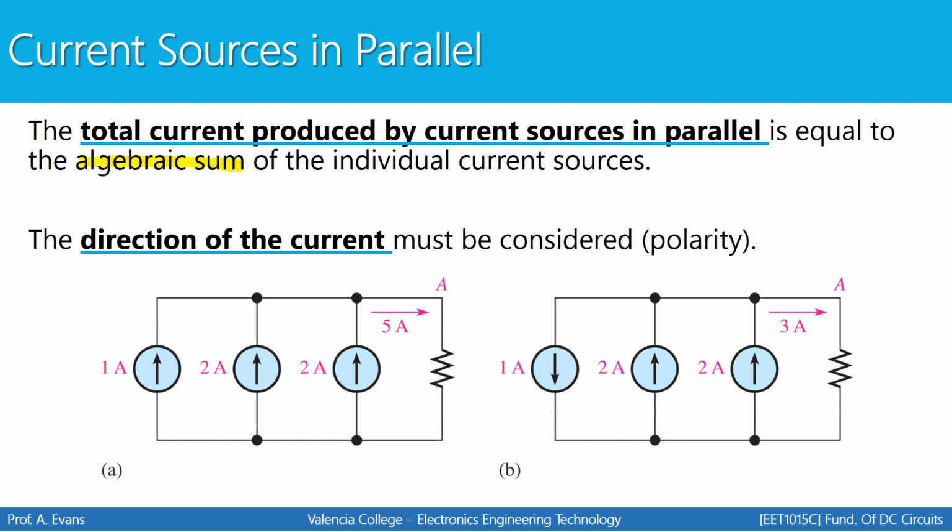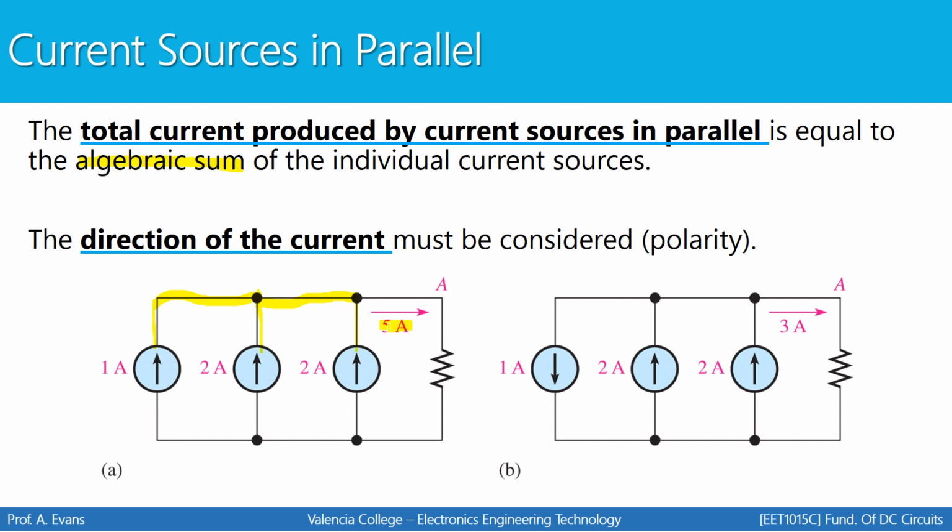For example, in picture A, I have 1, 2, 3 current sources. Each current source is flowing up. So I have 1 amp flowing up, 2 amps flowing up, and another 2 amps flowing up. All of that will combine to give me a total of 5 amps.